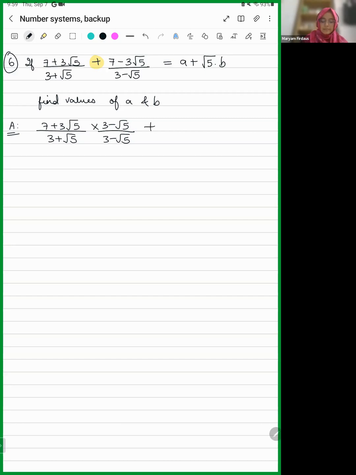So plus. Then plus 7 minus 3 root 5, by 3 minus root 5, into 3 plus root 5, by 3 plus root 5. Then equal a plus root 5 b. Okay. So you don't need to write a plus root 5b right now. I mean, you can write it also, but it's not a problem. Let's not write it over here. We'll write it at the end. First, we will just find out what this is. Okay, fine.